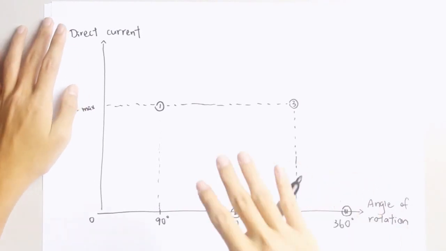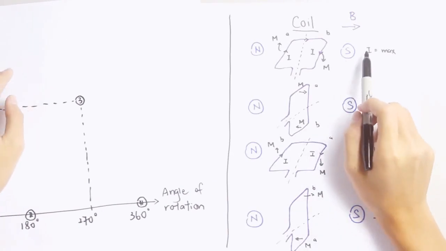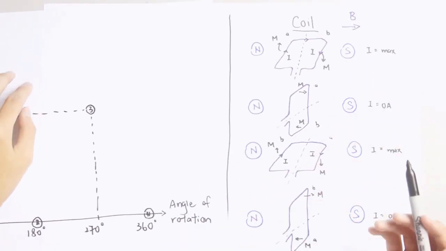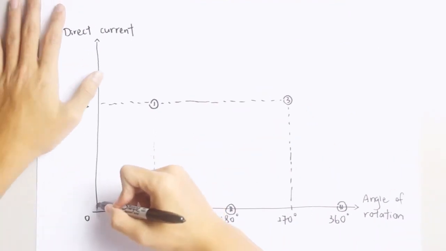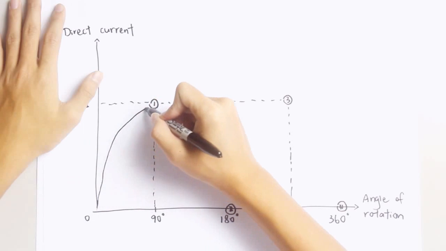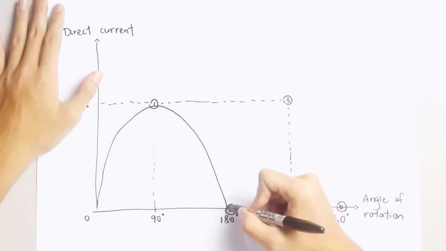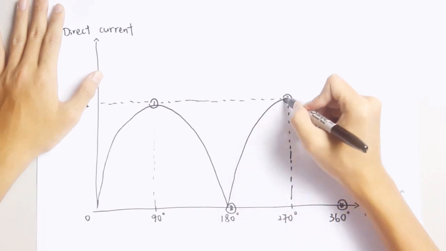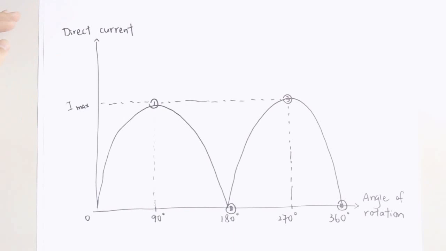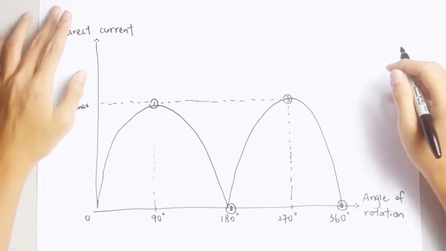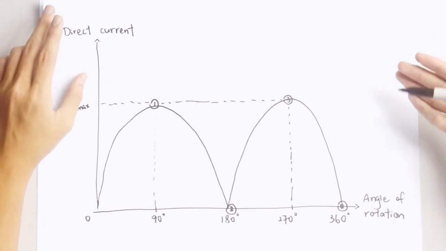So as it rotates, the value of the induced current will decrease. So we should plot the graph like this. A curve upwards and then reach the maximum and then back to minimum. And then a curve outwards again, reach the maximum and then back to minimum again. So this is how the graph of the output of a direct current dynamo looks like.